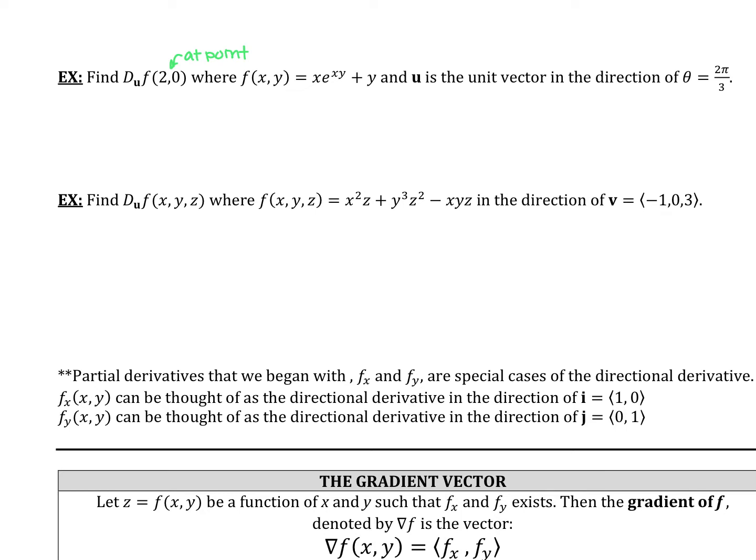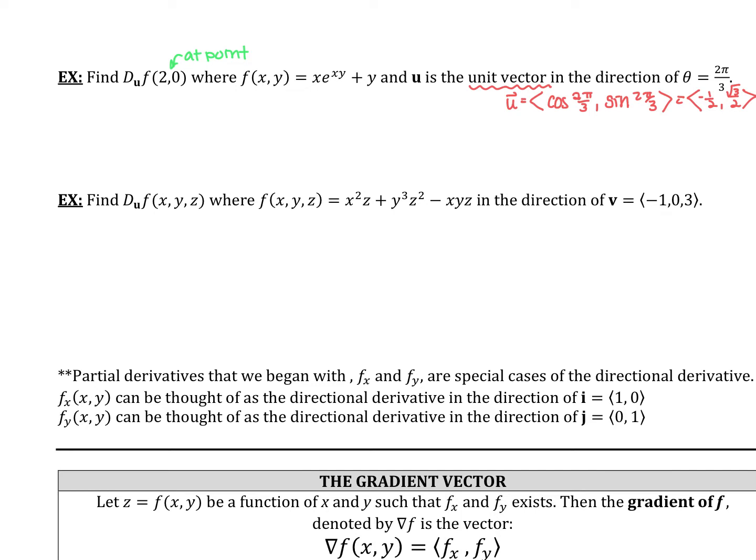So what I might do first is find my unit vector. And since we're in the direction of theta equals 2 pi over 3, my unit vector is going to be cosine of 2 pi over 3, comma, sine of 2 pi over 3. And if we evaluate that, the cosine of 2 pi over 3 would be negative 1/2, and the sine of 2 pi over 3 would be root 3 over 2. So there's my unit vector.